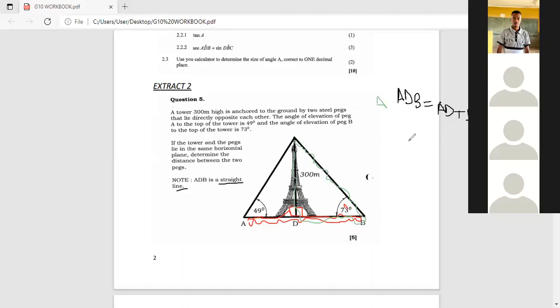What I know is that with DB, I can find the value of DB because I have an adjacent angle as well as the opposite side. So the trig ratio that has an adjacent side and the opposite side is tangent. So I'm going to say tan 73 degrees is equal to DB all over.